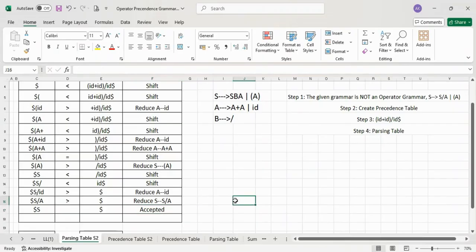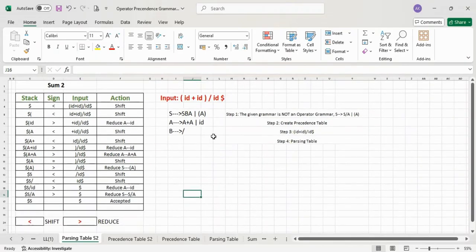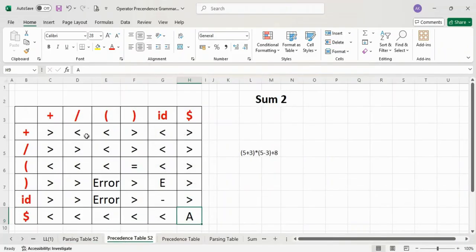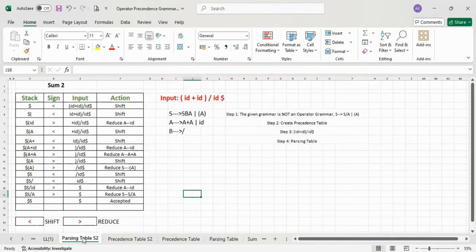Okay, so this was the complete solution for the given question. This is the given grammar. These are the steps. This is the string to be parsed. This is my complete solution over here, and this is the precedence table for the same. So this is how we solve an operator precedence grammar.